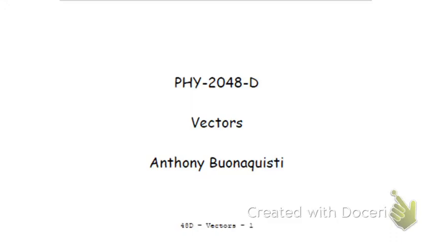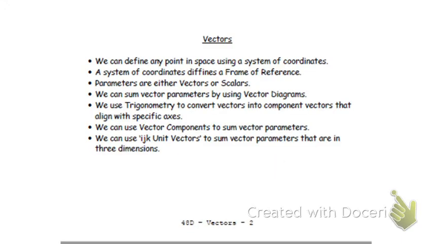So welcome. This is our section on vectors. What we're going to do today: we can define any point in space using a system of coordinates. We knew that before: Cartesian, plane polar, we probably touched on those. And a system of coordinates defines a frame of reference. It's probably a new term to us, but it just means, how do you measure things?